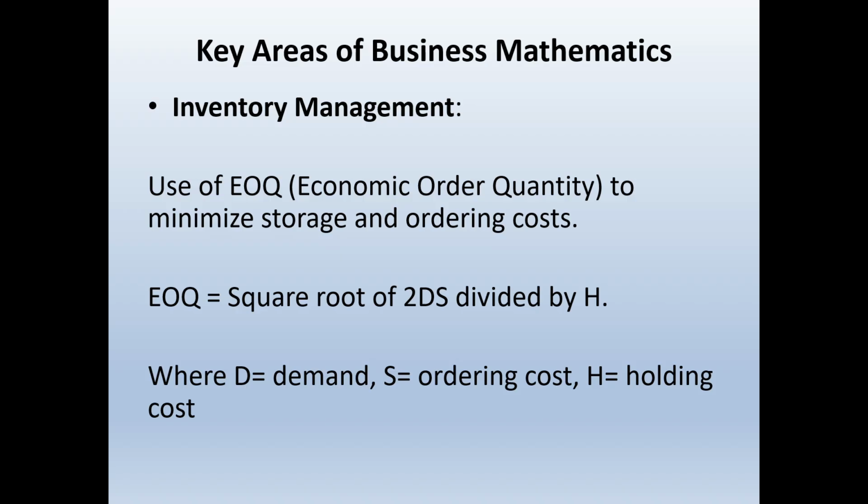And you can see in this particular case, the formula is provided. Economic order quantity equals the square root of 2DS divided by H, where D is demand, S is ordering cost, and H is the holding cost. When you multiply the demand by the ordering cost, divide by the holding cost, and take the square root of the result, you will get your economic order quantity.